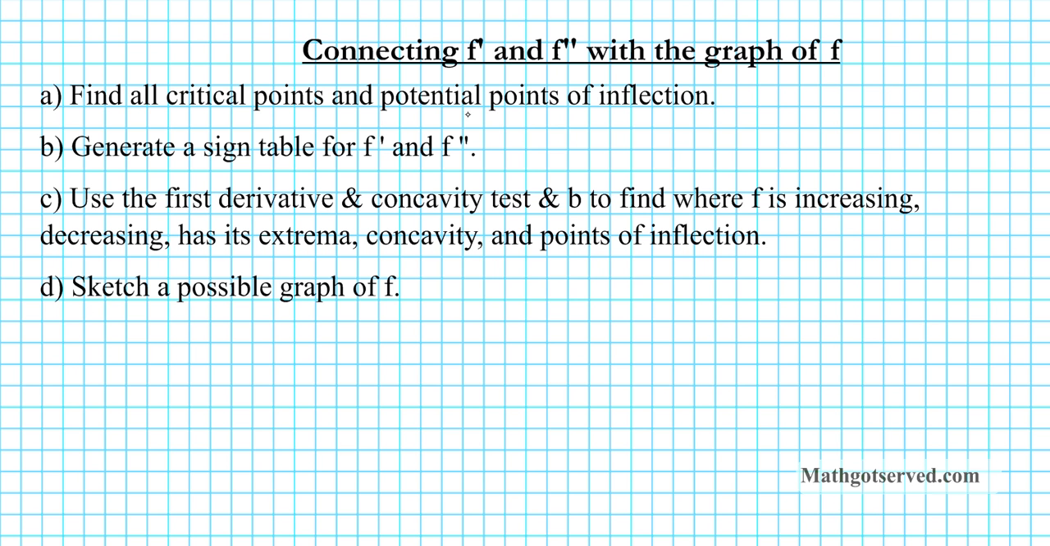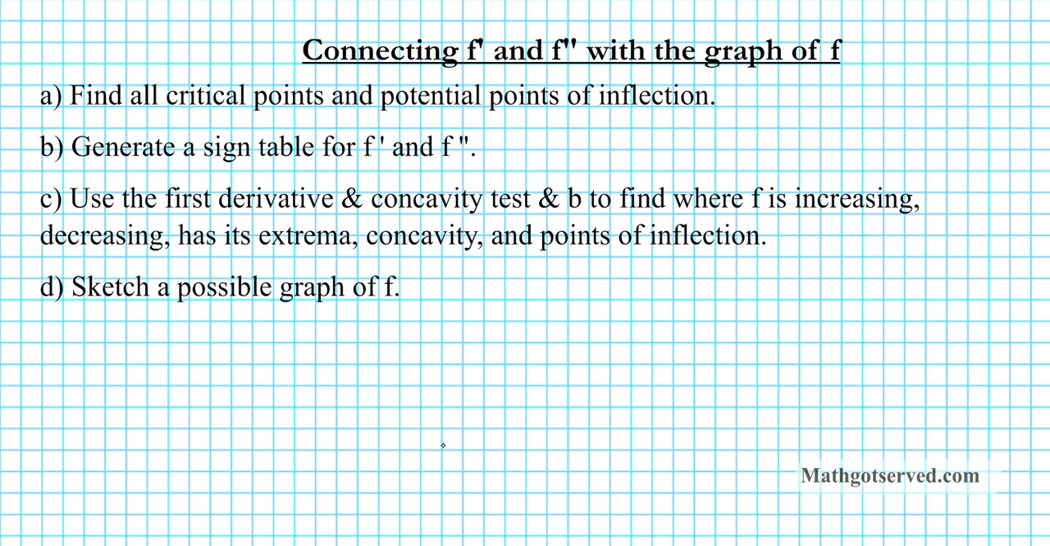Part A, we have to find all critical points and potential points of inflection. Part B, we have to generate a sign table for f prime and f double prime. Part C, we have to use the first derivative and concavity tests on the answers in part B to find where the function is increasing, decreasing, where it has its extrema, concavity, and points of inflection. And then finally, we have to sketch a possible graph of the function f.